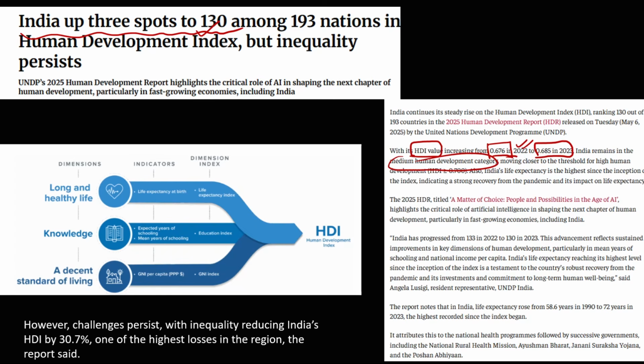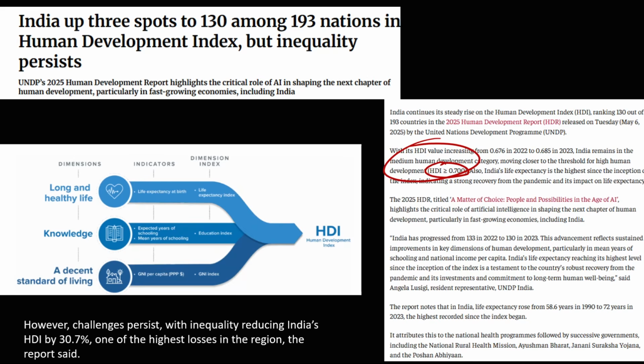So it is very close to 0.7. Why is 0.7 important? Because 0.7 is considered the threshold for a high human development index. So right now India is in the medium category, but in some coming years India may come into the high human development category also. Okay.